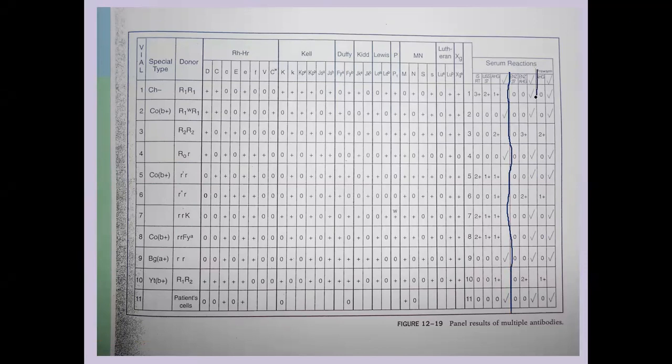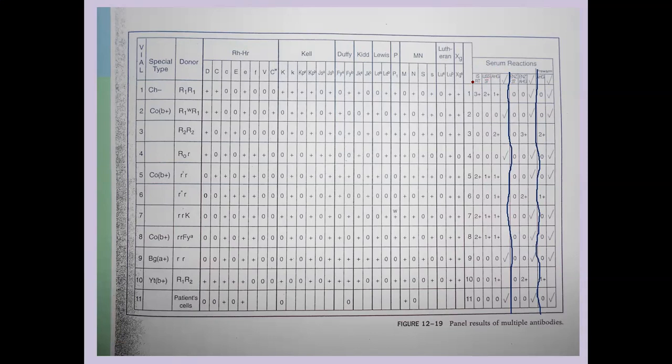There's a couple of different things going on here to talk about. This is for learning purposes, obviously. Okay. So when we look at our results, we're going to start with our initial results. Once again, we have immediate spin, 37 degrees using LISS as a potentiator, AHG, and check cells.